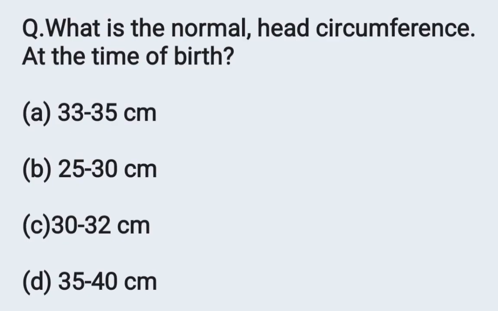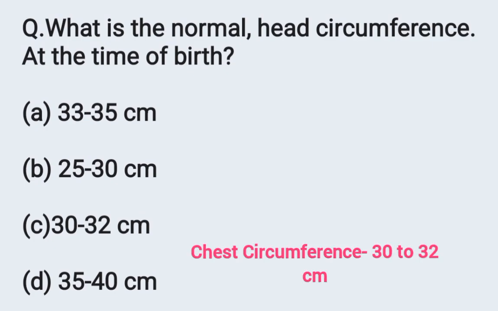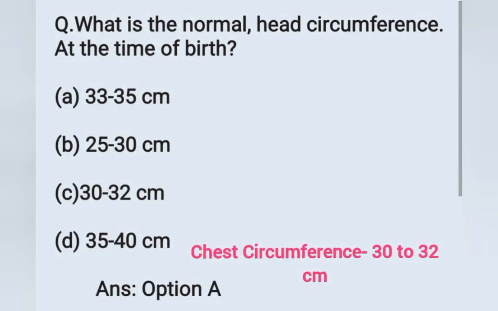And the next question is, what is the normal head circumference at the time of birth? Options: option A, 33 to 35 centimeter, option B, 25 to 30 centimeter, option C, 30 to 32 centimeter, and option D, 35 to 40 centimeter. Normal head circumference at the time of birth is 33 to 35 centimeter. Option A is the correct answer. And the normal chest circumference at the time of birth is 30 to 32 centimeter.